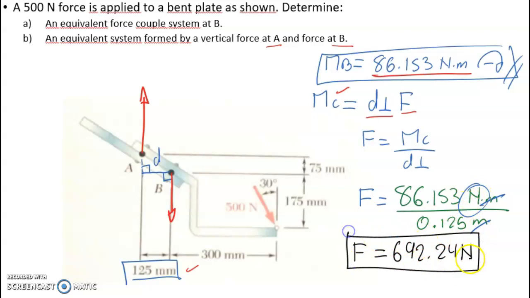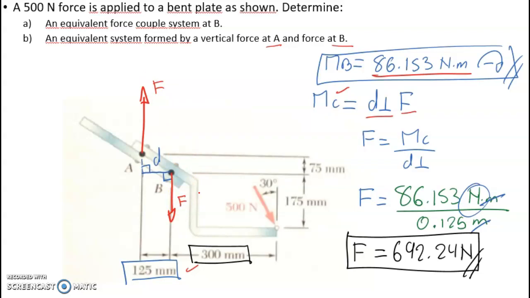And this makes sense. Why? Here we got a force that's going down and to the right, and we got a big distance of 300 millimeters. And here we got that small distance. That means the forces we apply must be higher to create that same effect.